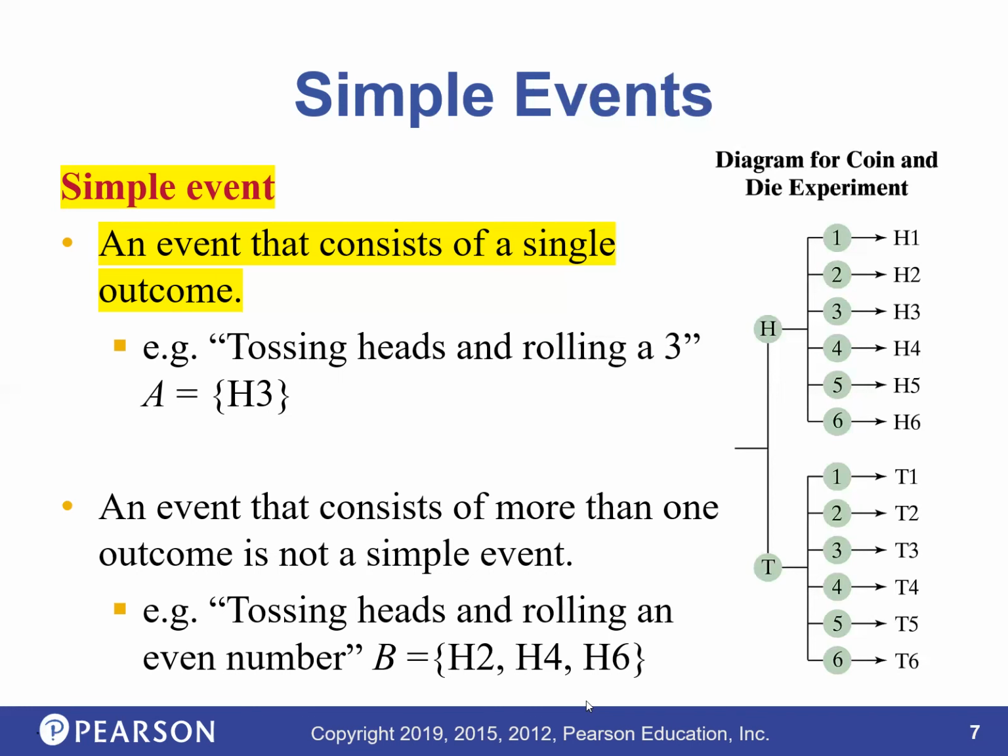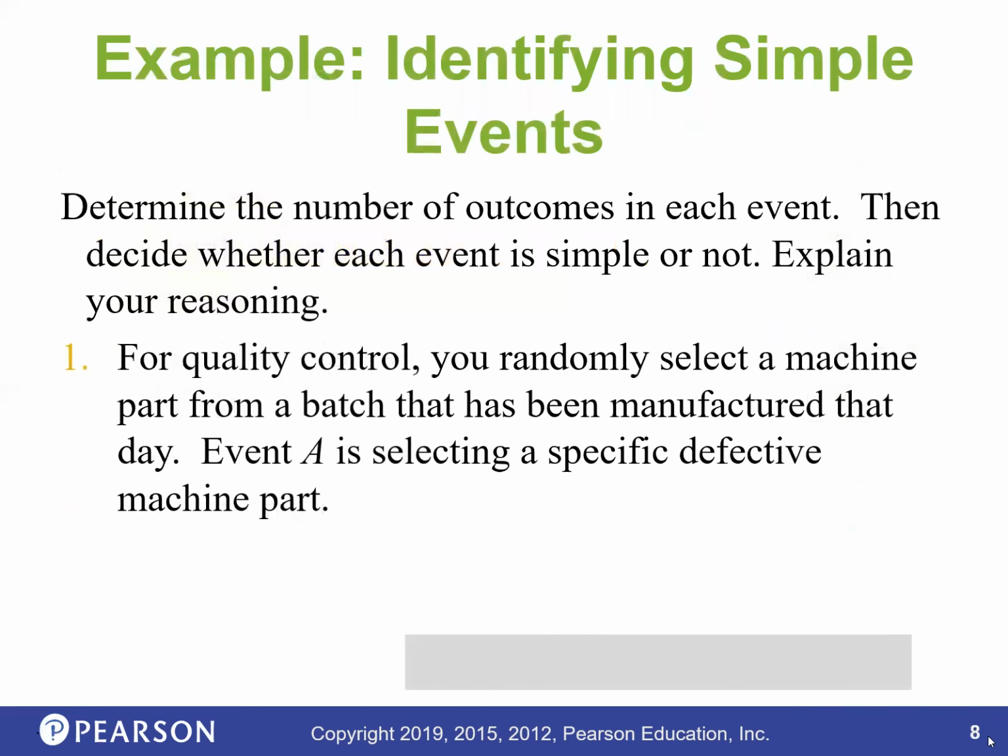Let's think about it here. Work with me. Determine the number of outcomes in each event, then decide whether it's simple or not. So quality control. You randomly select a machine part from a batch that has been manufactured that day. So it's a factory job. You randomly select a machine part or a bolt or whatever, right? And then your job is to figure out after you do that, is this a defective part or not?